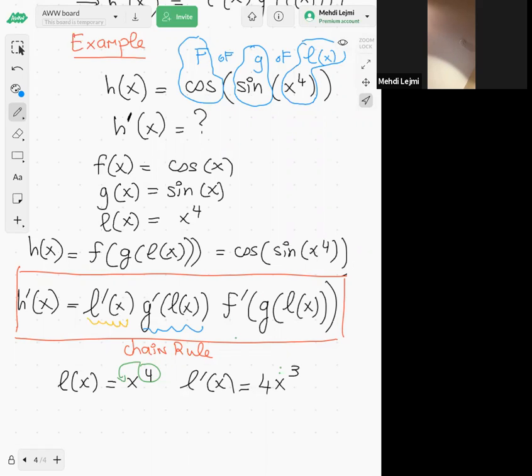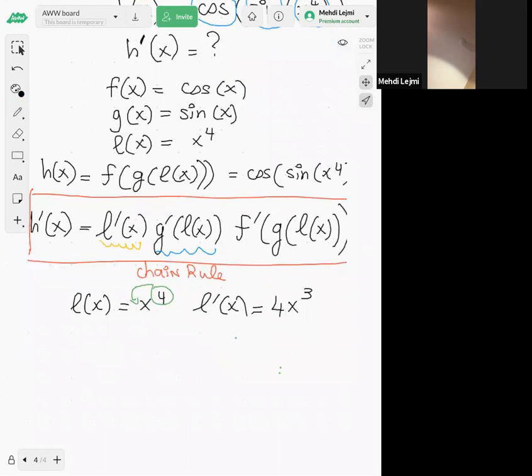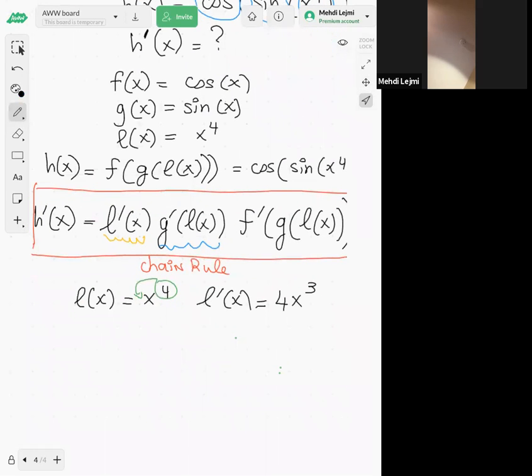Well, first let's start with g prime of x. So g of x is sine of x, right? Here's my g of x. This is my L and this is my f. So my g of x is sine of x. So g prime of x, the derivative of sine of x, we said, is just cosine of x.